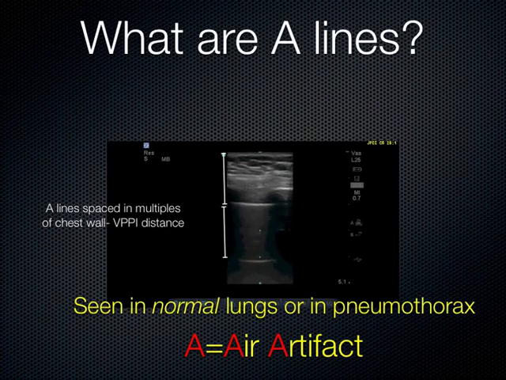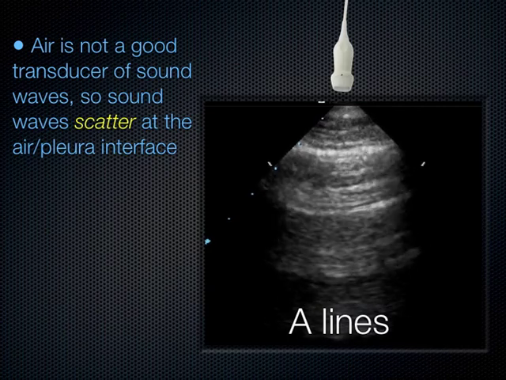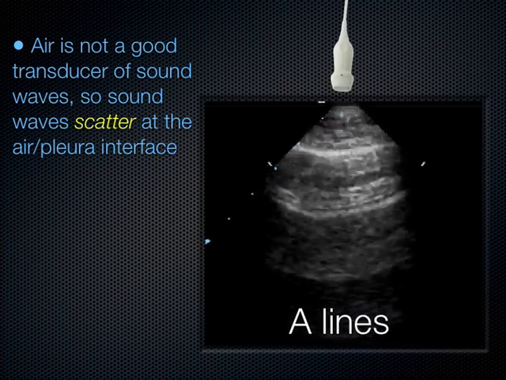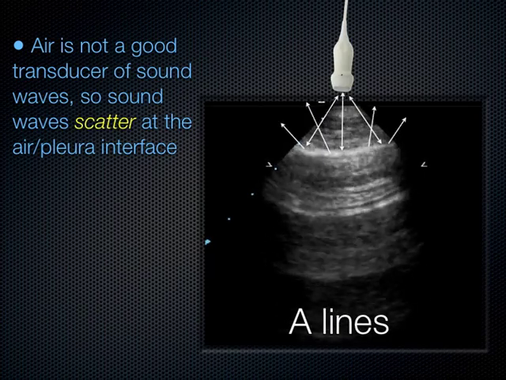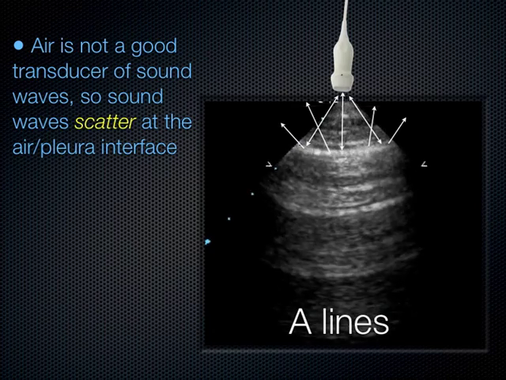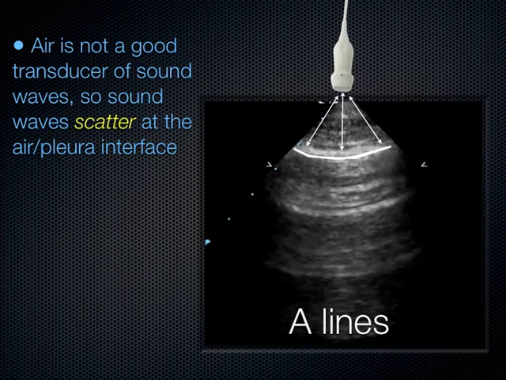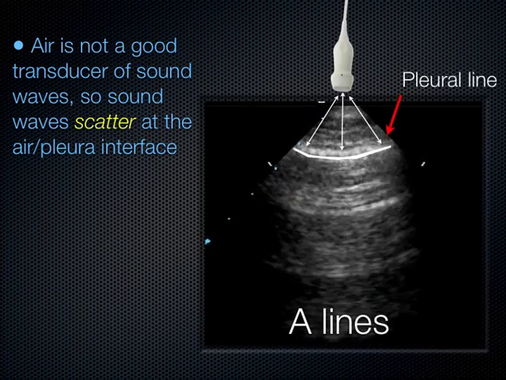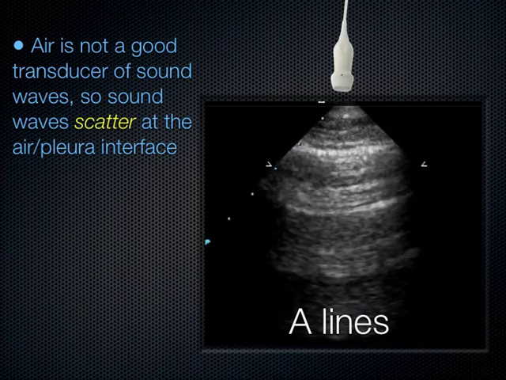Another example, just a reminder, the air is just not a good transducer of sound. The sound will reach that pleural line there, and most of it will scatter back. But the ones that do reach back to the probe in an organized fashion will create an image, and that's the pleural line. However, some of those sound waves reach the pleural line, and they get stuck in the pleural line, and they reverberate, and they reach back to the probe later, and it ends up interpreting that as lines that are lower.